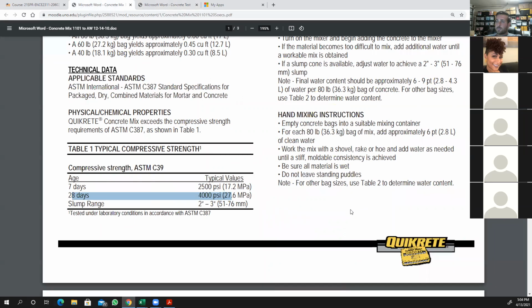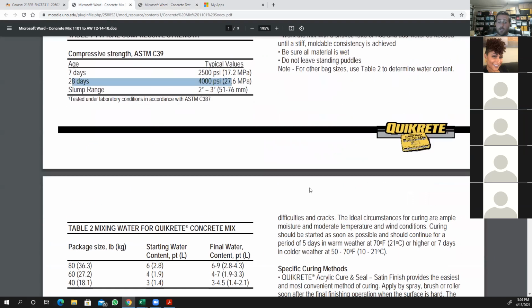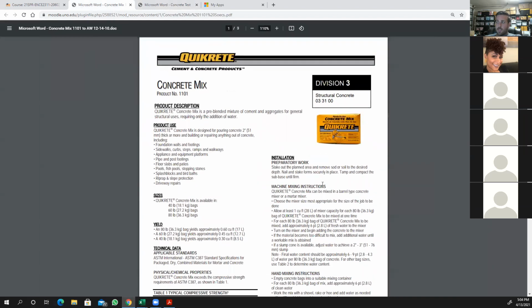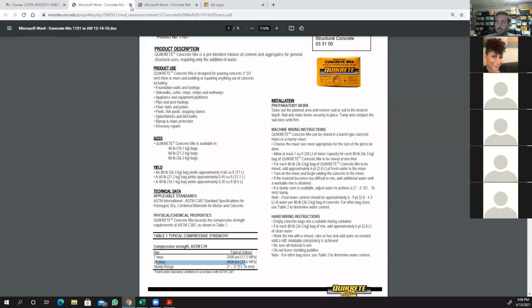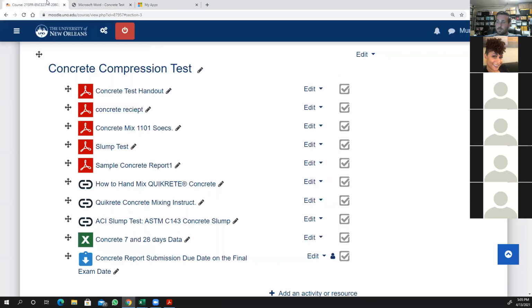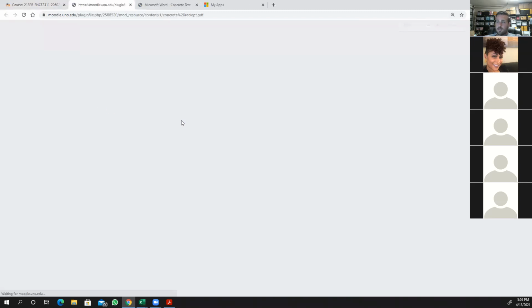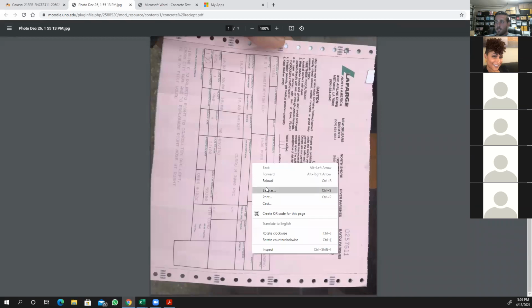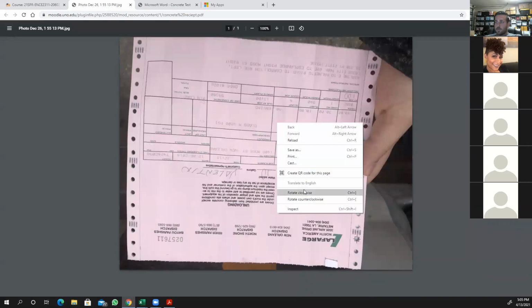Okay. You can also use this one. You can copy and paste as long as you cite these specs. You can include the concrete receipts, why they're important, and what the key points are that we look for in the concrete receipt. Time, for example. Time is important. What time it left the facility.